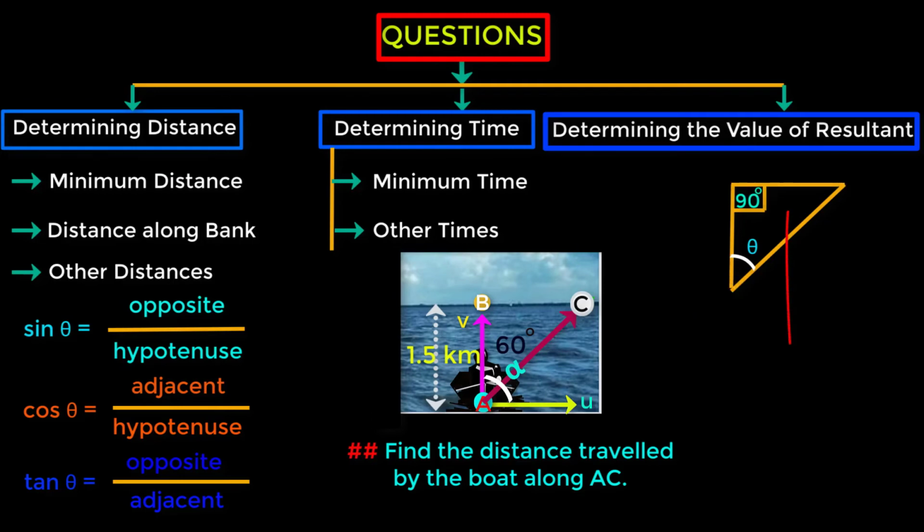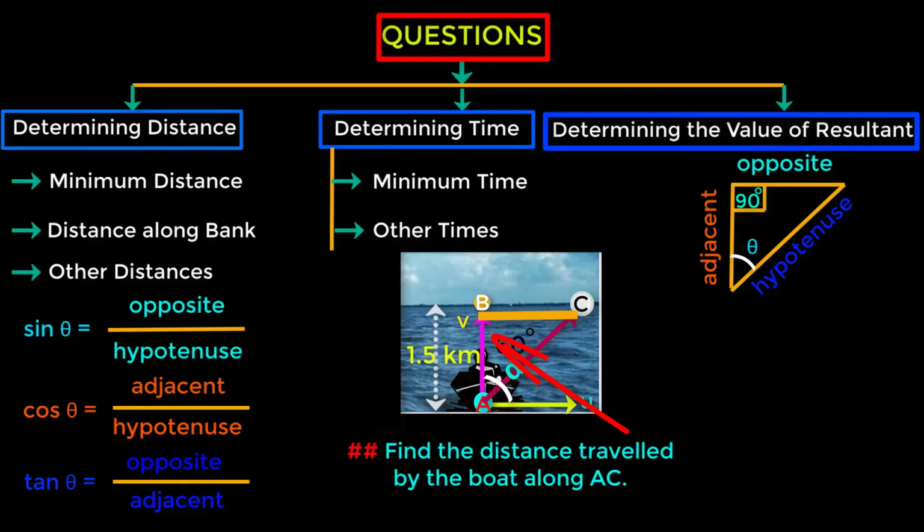So, this is opposite. The side which is next to the theta angle is called adjacent. See, this side is next to this theta angle. So, this side is adjacent. The opposite side of the right angle is called hypotenuse. See, this side is the opposite side of this right angle. So, this is hypotenuse.